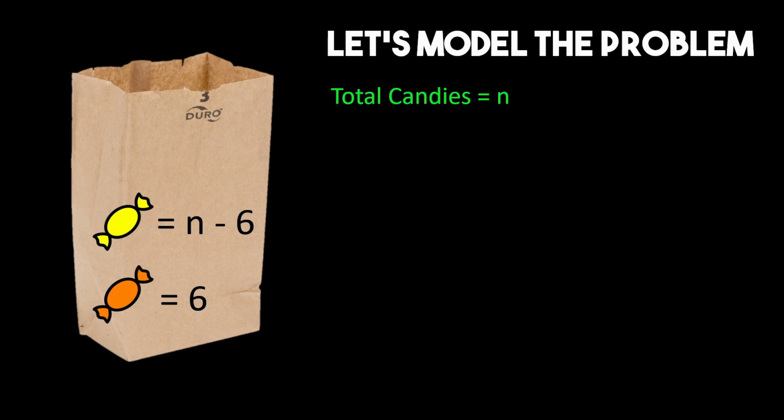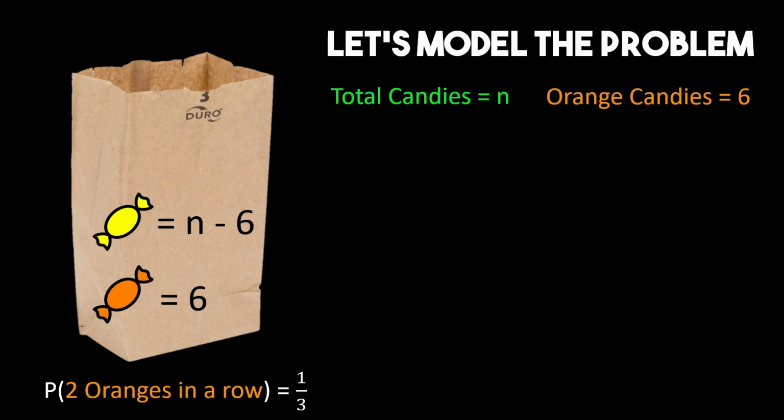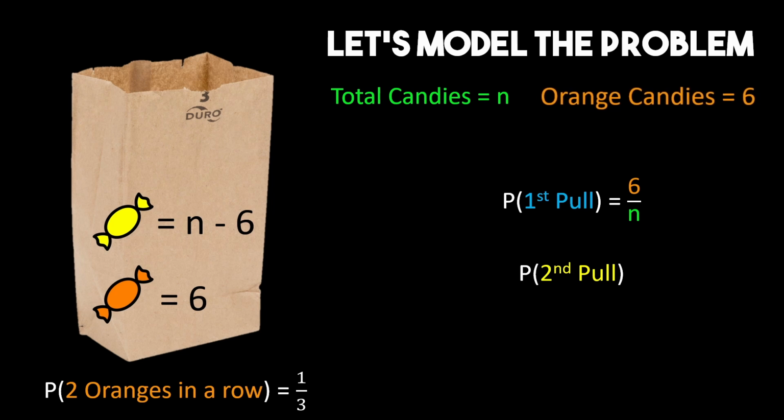Hannah starts with a bag of N candies where 6 of them are orange. We know the probability of her randomly choosing 2 oranges in a row is 1/3. But we'll put that off to the side for now because I want to focus on each pull from the bag individually. On her first pull, Hannah's probability of pulling an orange candy is 6 over n, because out of n candies, only 6 of them are orange.